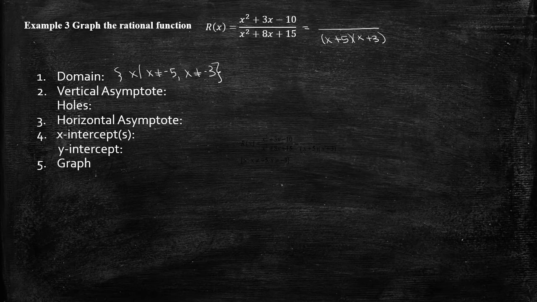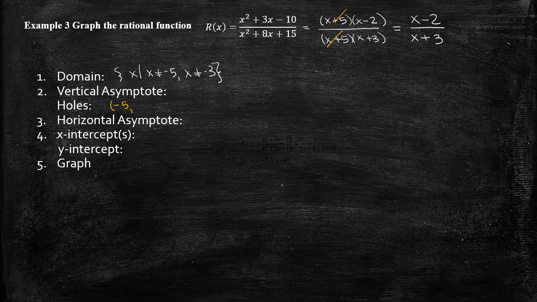Okay, so to determine next if we have vertical asymptotes or holes, we need to factor the numerator. The numerator factors to x plus 5 times x minus 2. So we see that the x plus 5's cancel, so that tells us that when x is equal to negative 5, we will have a hole in the graph. We still want to figure out the y value of the hole, because the hole is an open circle on the graph. So it has both an x and a y value.